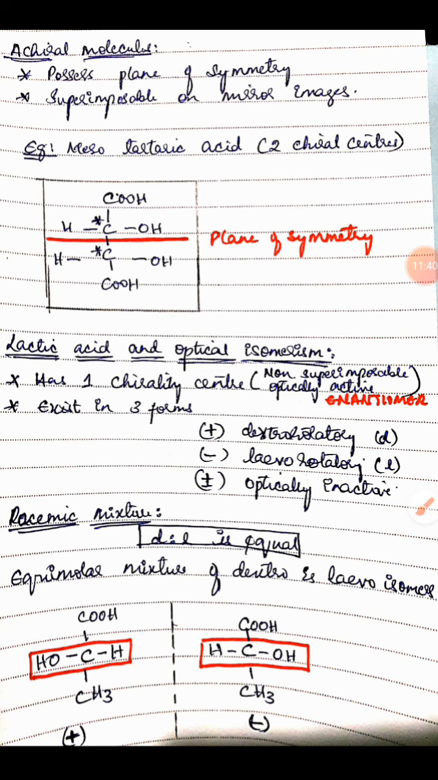That particular lactic acid, which is an equimolar mixture of both dextro and levo isomer, is called a racemic mixture. So a racemic mixture, where there is an equimolar mixture of dextro and levo isomer of lactic acid, is optically inactive. So dextro-rotatory is optically active, levo-rotatory is optically active, but the racemic mixture is optically inactive.